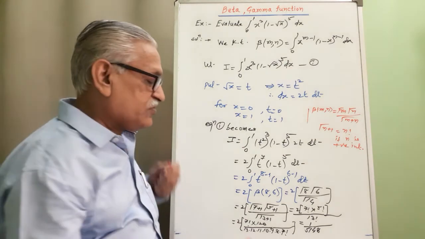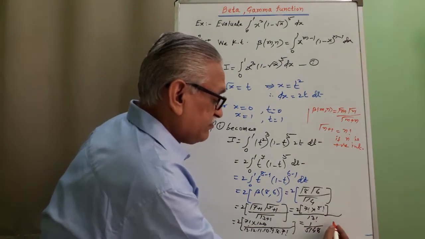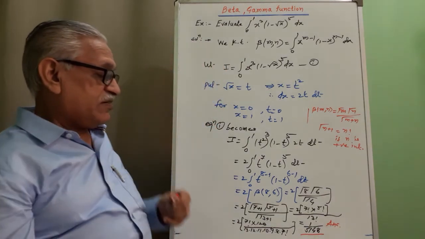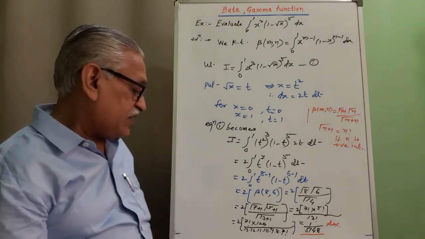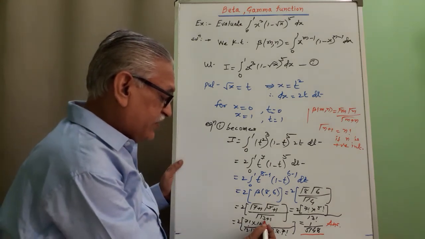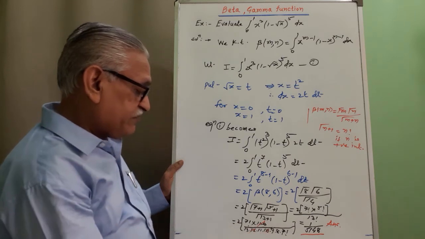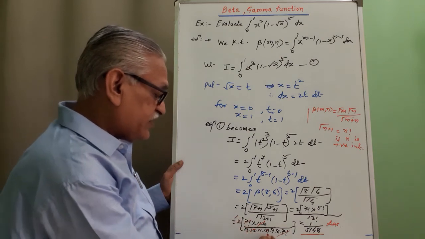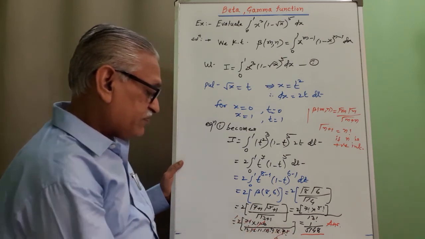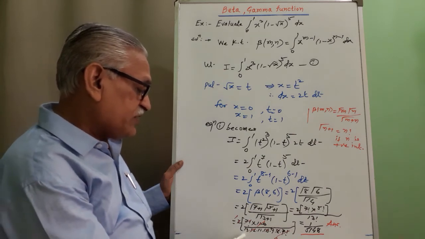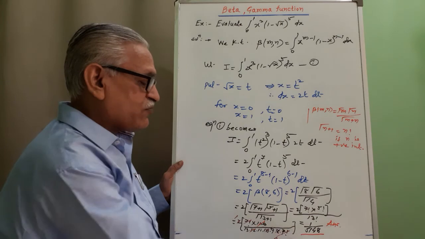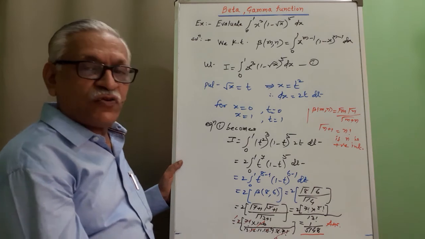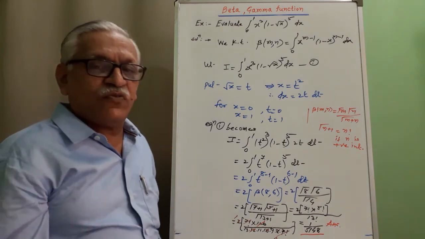This is the answer for this definite integral: 1 upon 5148. Once again I will simplify this. 120 cancels with this 120. 7 factorial cancels with 7 factorial. Dividing by 2 we get here 4. Therefore 13 into 11 into 9 into 4, that product if you perform by calculator comes as 5148. Therefore the value is 1 upon 5148.